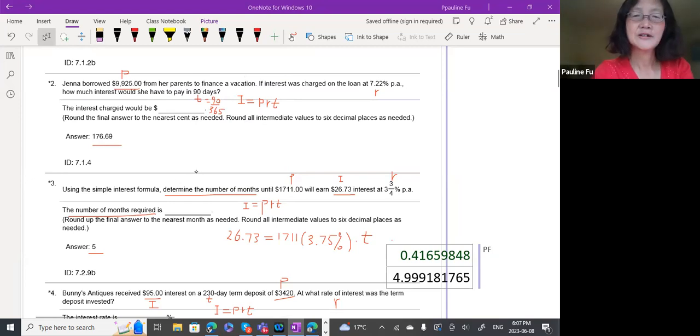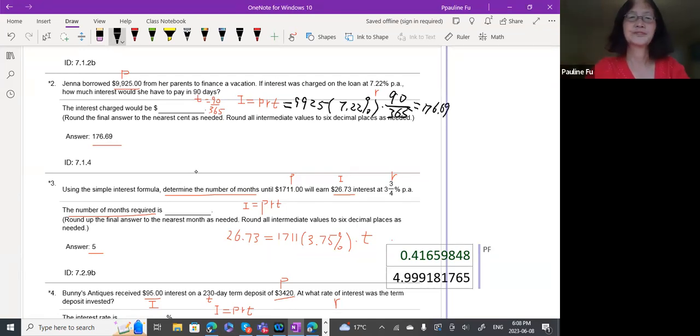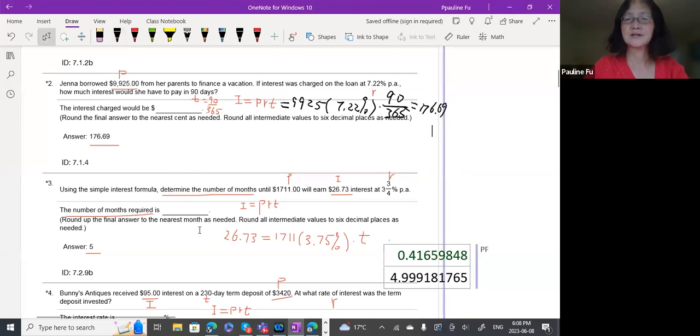Okay. And then you just plug in the given numbers: principal, $9,925, rate 7.22%, and times T. T is 90 over 365, and you will get $176.69. Questions? Okay, shall we move on?